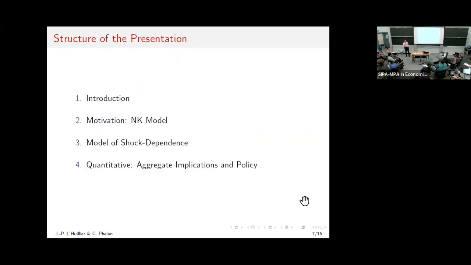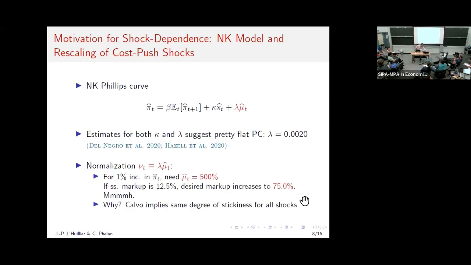So, like I was saying, let me quickly go over the motivation within the New Keynesian model, and then I'm going to go to the full model of shock dependence. So, what's going on in the New Keynesian model? As all of you know, the structural New Keynesian Phillips curve is written this way. Here you have the output gap, the slope of the Phillips curve, and this is the markup shock, right? The point here is that estimates of both kappa and lambda give a very flat Phillips curve. This is estimated at around 0.002, either in the DSGE literature or in the regional identification literature; you get very low numbers.